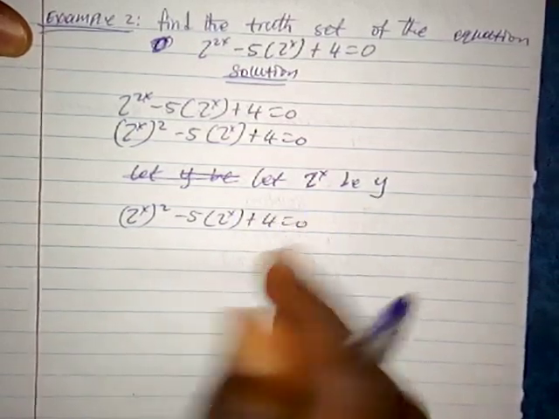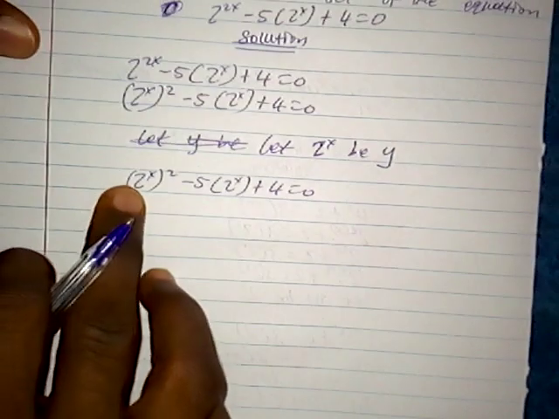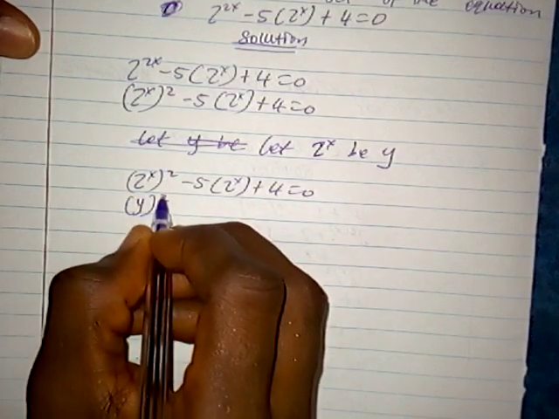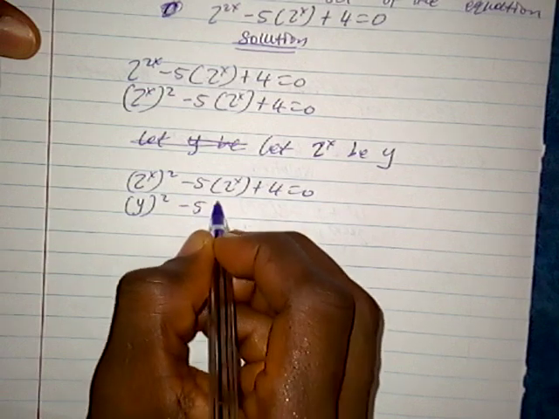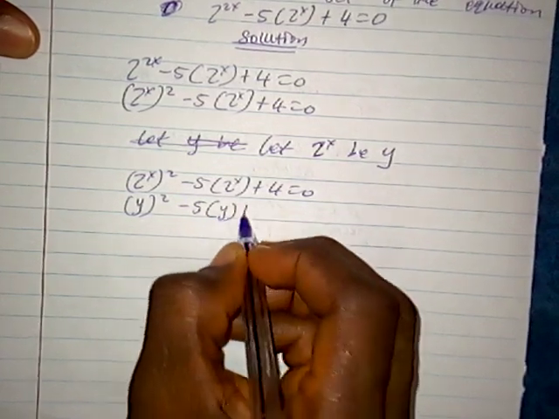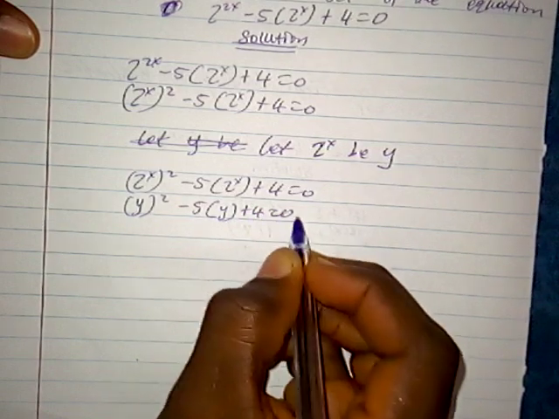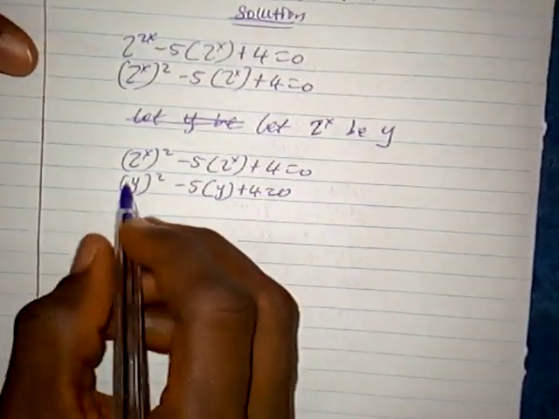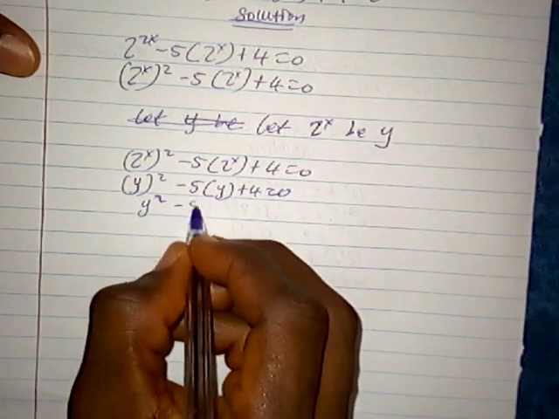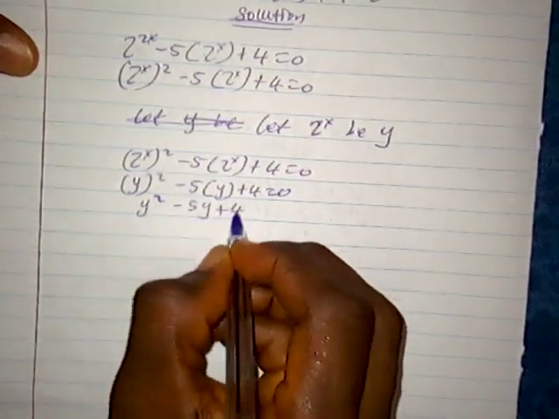We say 2 raised to the power x, squared, minus 5 into 2 raised to the power x, plus 4 equals 0. So now anywhere we see 2 raised to the power x, we put y. So y into y, do you see these two continue outside the bracket? Minus 5 all into 2 raised to the power x, you put y again, plus 4 equals 0. You see, what are we going to have? y squared minus 5y plus 4 equals 0.